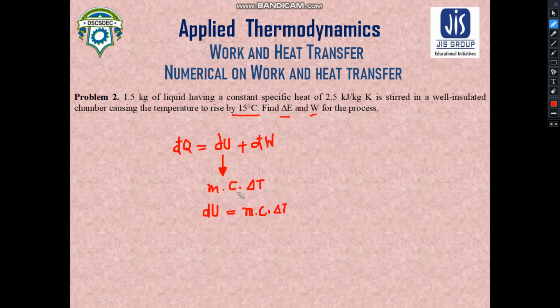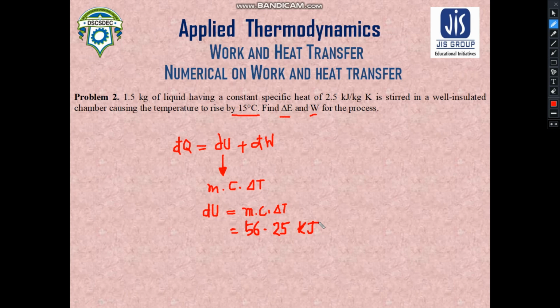You can also use Cv here, since the volume of this fluid remains the same. Since this m is given here as 1.5, a little bit of calculation will give you the value of 56.25 kilojoule. So it is just plain and simple multiplication. So this is the change in internal energy caused by the stirring action.